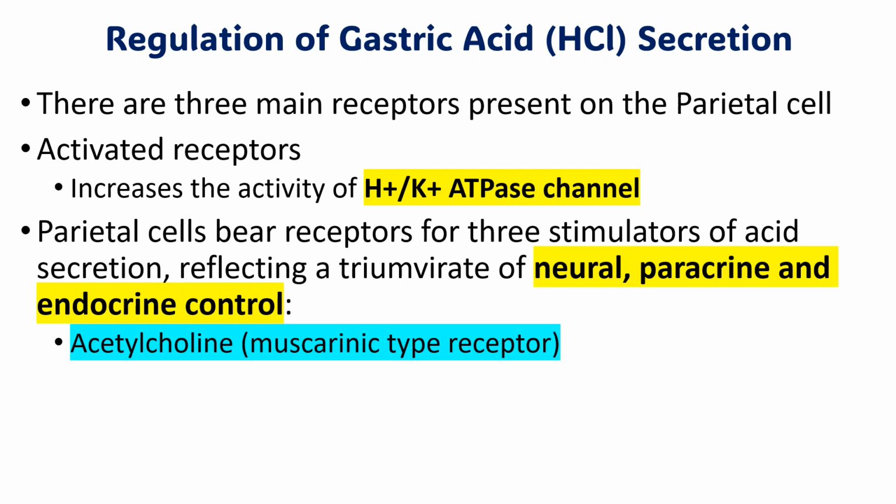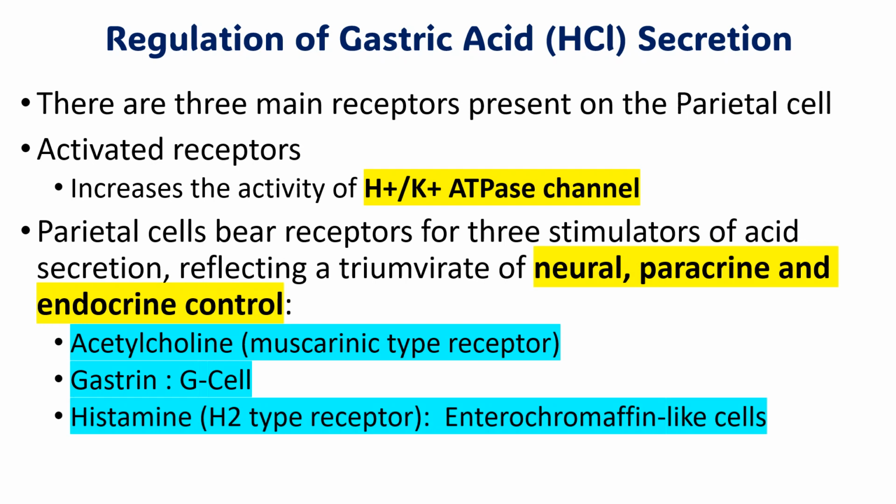What are those regulators? That is acetylcholine, gastrin, which is coming from the G cells, and histamine, which works through the H2 type receptors. Histamine is normally produced from the enterochromaffin-like cells and the mast cells. Histamine from the enterochromaffin cells may well be the primary modulator, but the magnitude of the stimulus appears to result from a complex additive or multiplicative interaction of all three regulators.